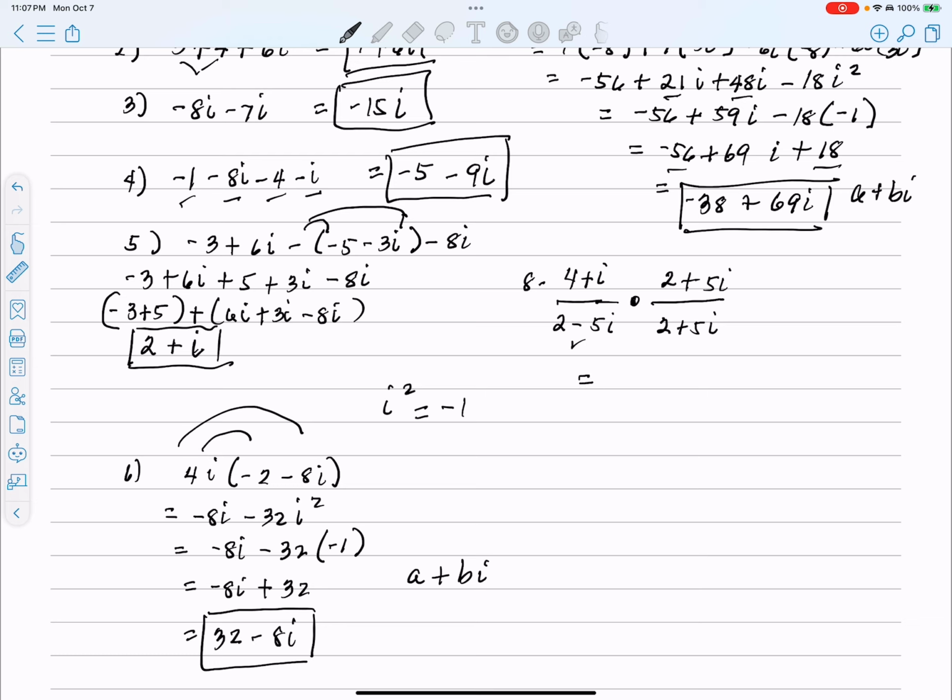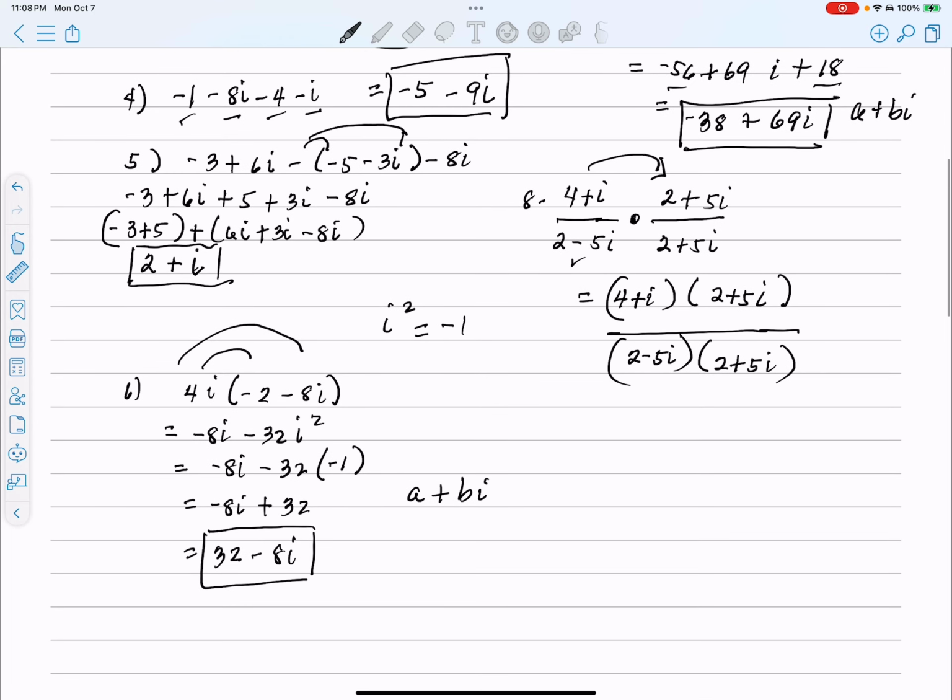This will now become 4 plus i times 2 plus 5i. That is the numerator. This whole thing. Same thing with your denominator. You have 2 minus 5i times 2 plus 5i. Actually, if we can do it in the fastest way, we can do the sum and difference of two terms in a binomial. Okay? Let's do this. Let's do FOIL in the numerator first.